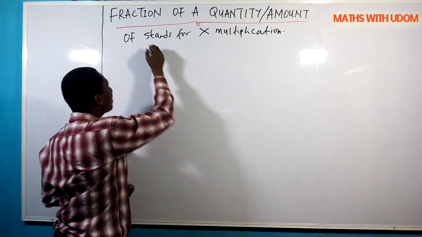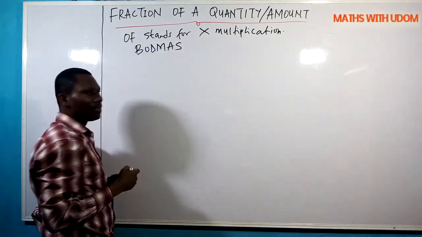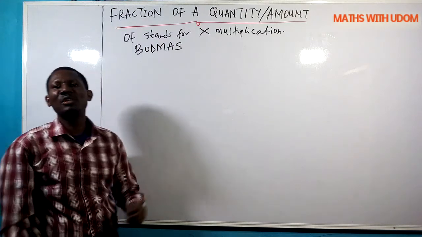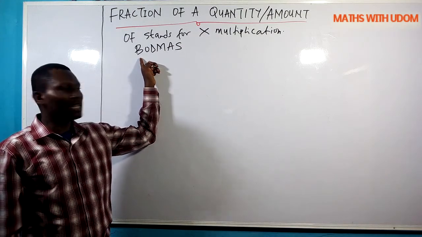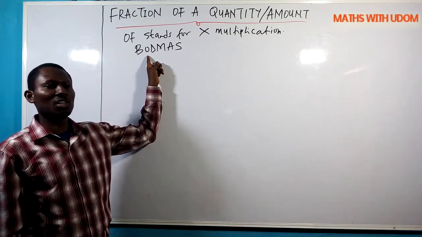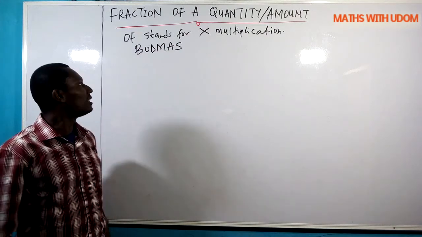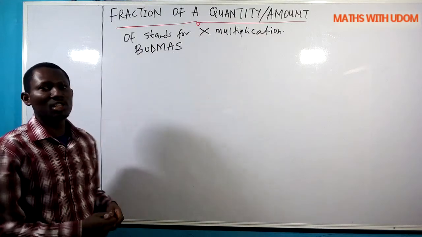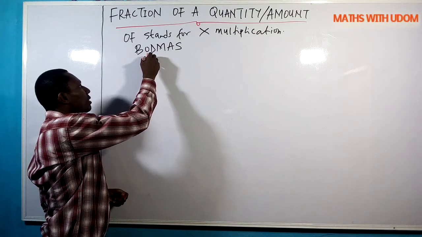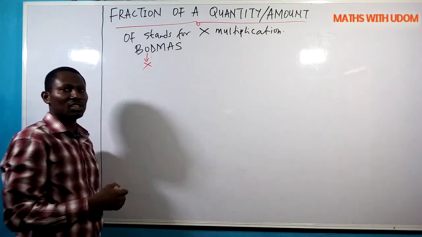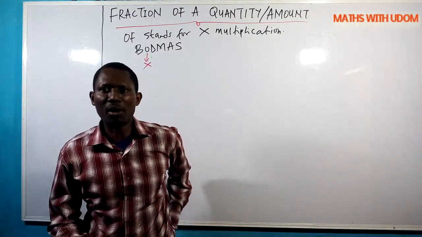Remember, under BODMAS, when we talk about BODMAS, BODMAS is an acronym used in solving most mathematical problems. The B stands for bracket, O is the "of", which is multiplication, D means division, M multiplication, A addition, and S subtraction. You can see the O right there means multiplication, which is times. Now, we are going to look at some examples to buttress our points.